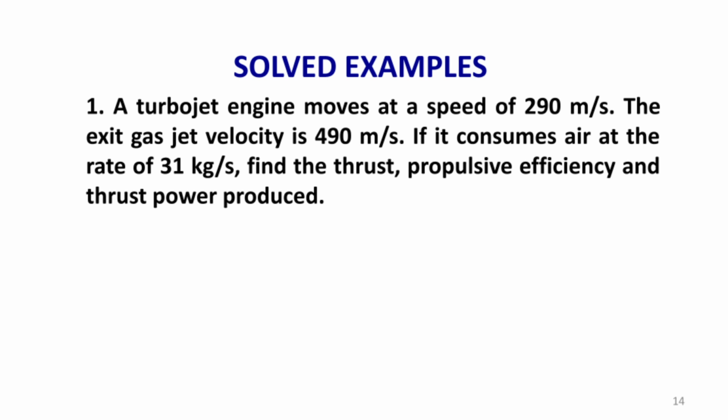A turbojet engine moves at a speed of 290 meter per second. The exit gas velocity is 490 meter per second. If it consumes air at the rate of 31 kg per second, find the thrust, propulsive efficiency and thrust power produced. So it is a very simple problem.